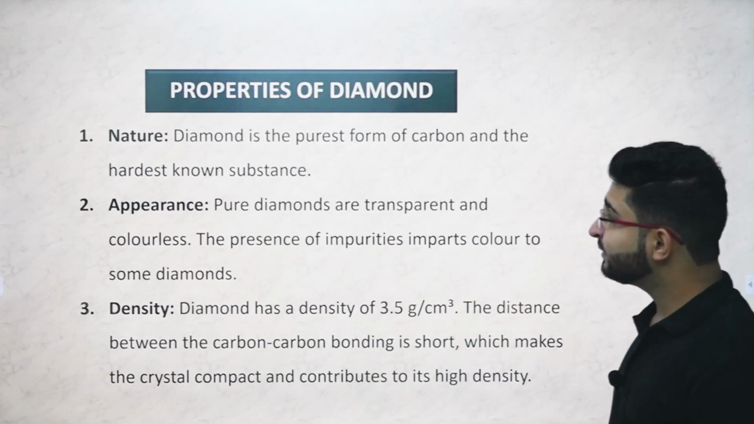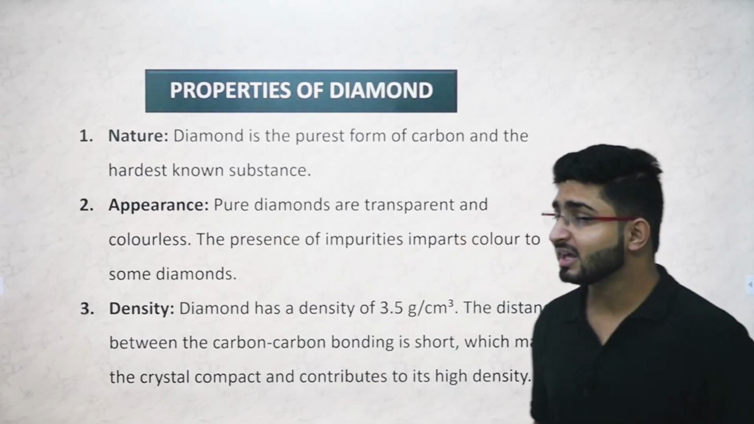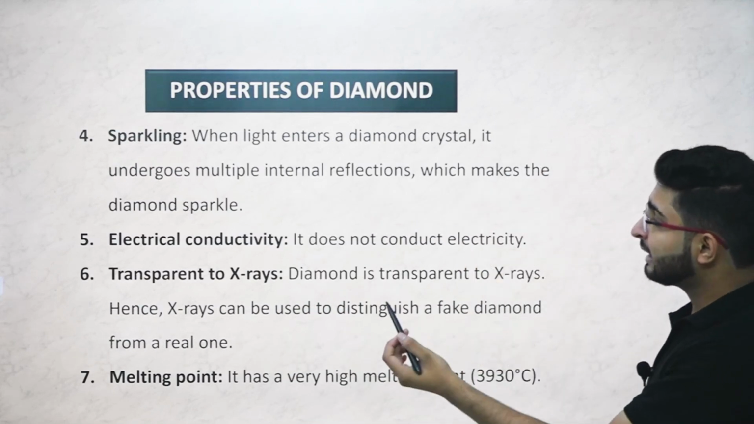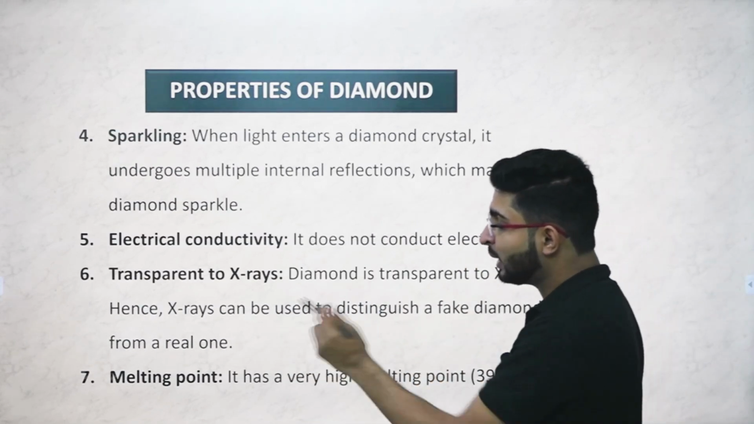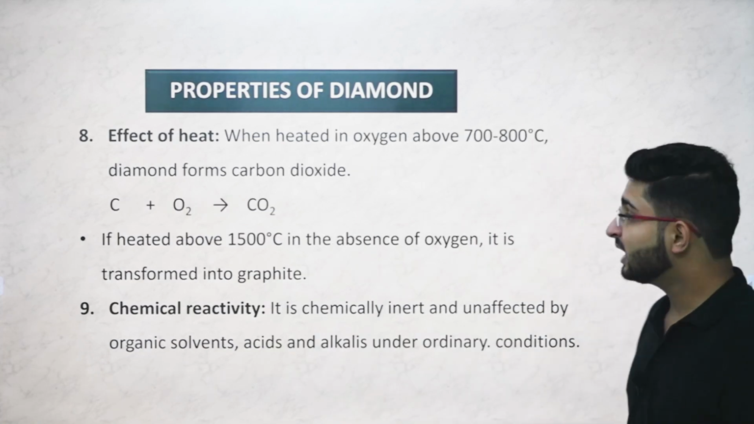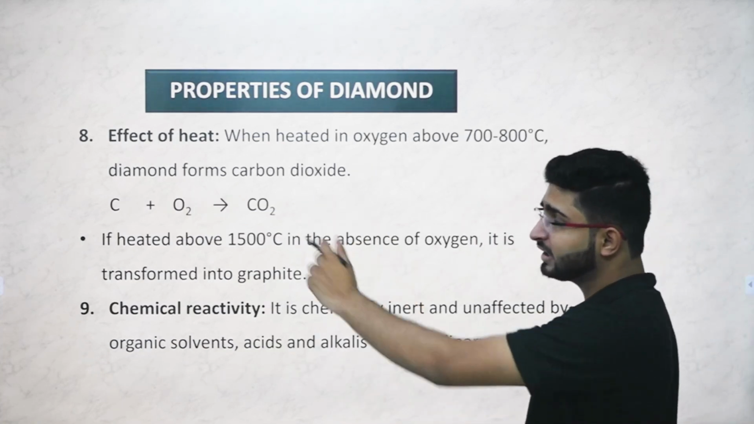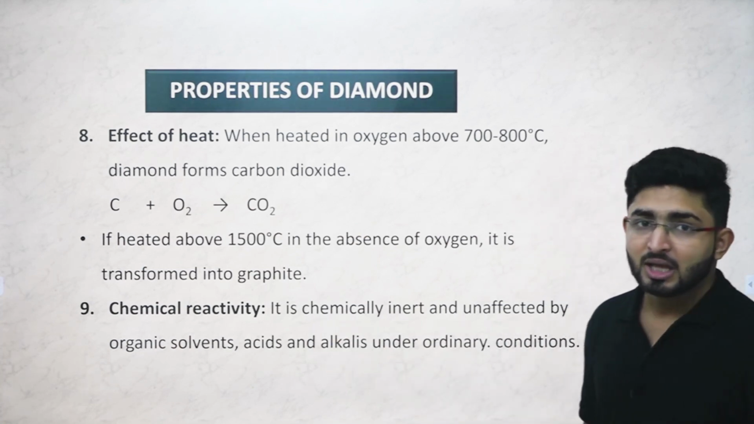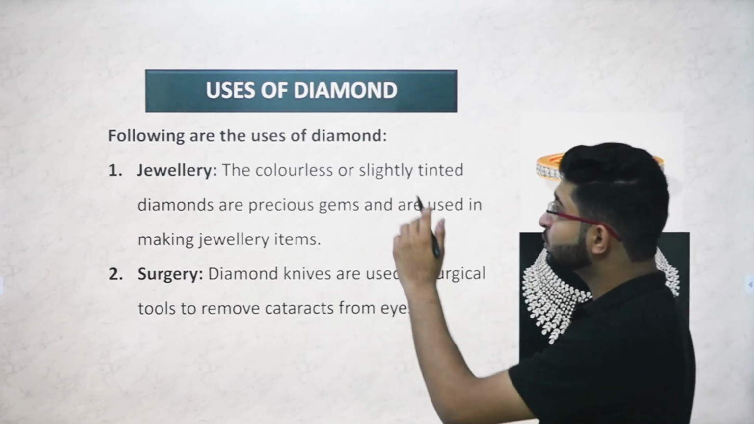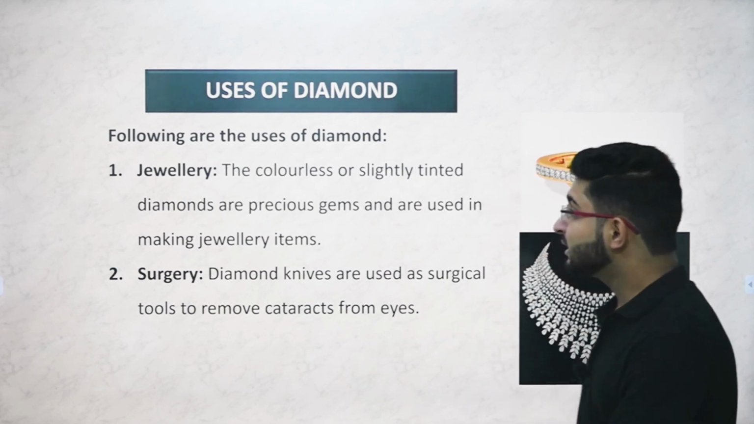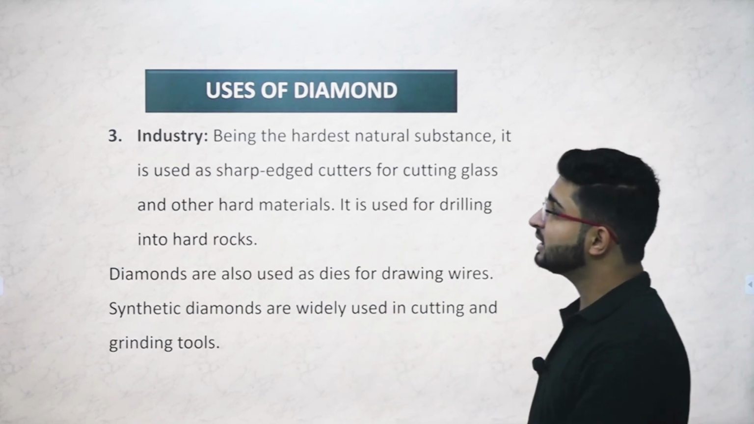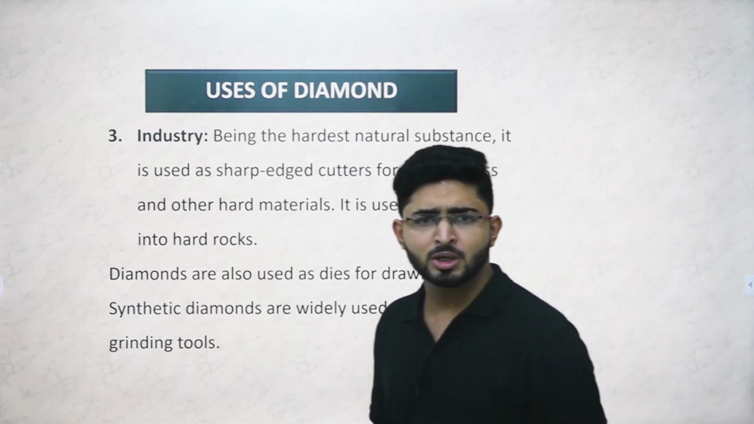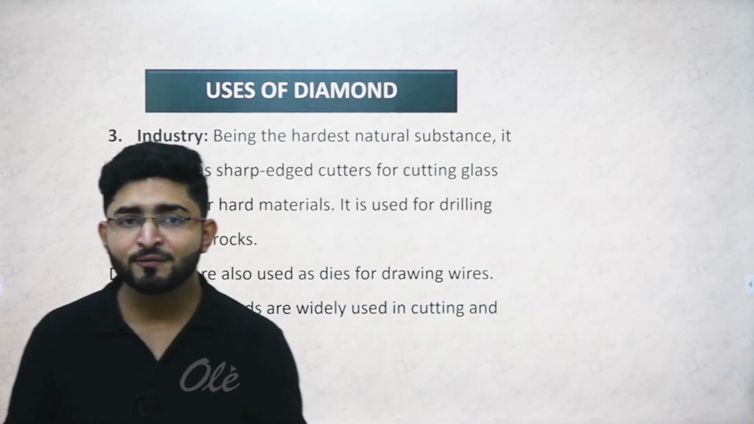Now, moving ahead, we studied the properties of diamond, that is the nature, appearance, density and sparkling, electrical conductivity, transparency to X-rays and melting point. We also considered the effect of heat on diamond and the chemical reactivity of diamond. We also studied the uses of diamond. The uses were in jewelry, in surgery, industry, etc. Now in today's session, we are going to continue with the second crystalline form of carbon.